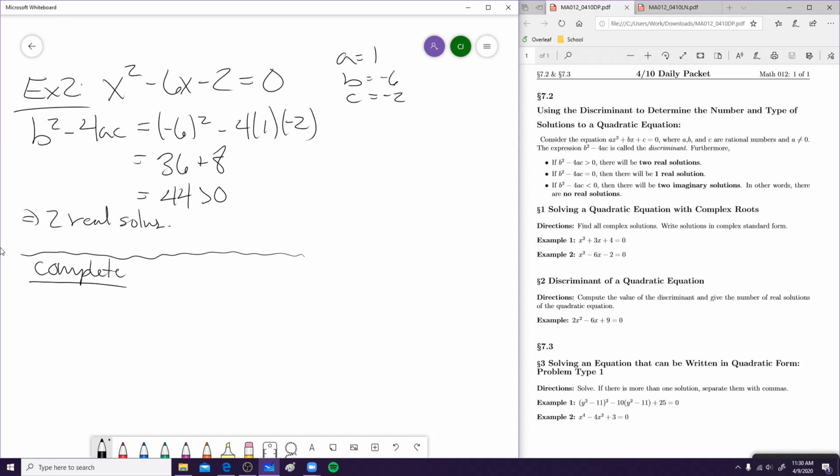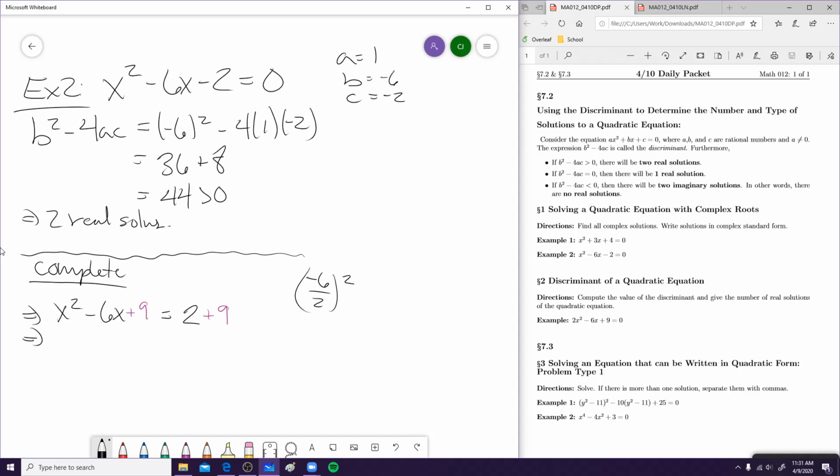Right? So if we're going to complete the square, I have this x squared minus 6x minus 2. The first step would have been to multiply both sides by a, but a is 1, so we don't have to do that. What am I going to do next? I'm going to keep all my variables on the same side. So I'm just going to add 2 to both sides. Now I'm going to complete the square. So I'm going to take this negative 6, divide it by 2, and then square it. When I do that, I get 9. So I'm going to add 9 to both sides.